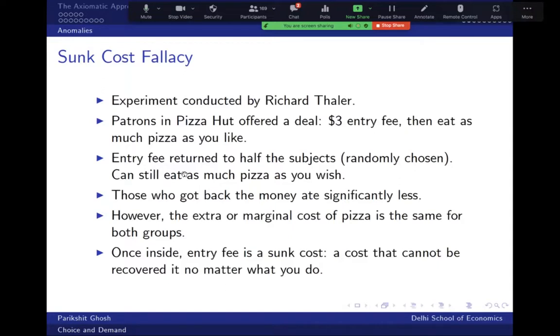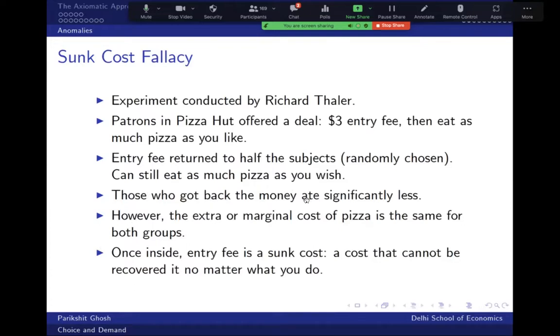Now, what do we expect to happen if all agents are rational agents? We expect that, once you are through the door, whether you paid $5 or $10 or $0 shouldn't matter. Every pizza slice you eat carries a price of zero. So you eat till you're satisfied. So the prediction would be that the two groups would on average eat the same number of slices. We don't expect to see a difference, right? Because whether they ended up paying $3 entry fee or $0 is a sunk cost to them, so it shouldn't matter.